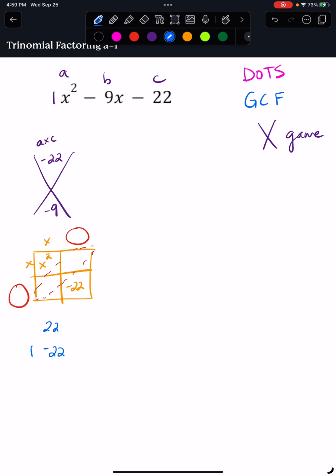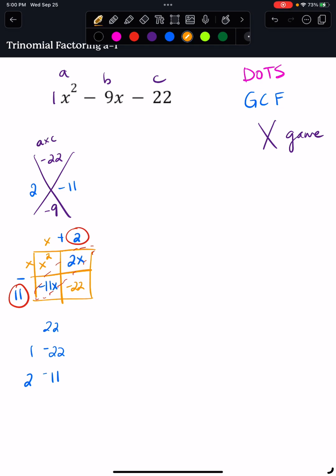All right, the next factor pair I'll think about is 2 and 11. So 2 and negative 11. And we'll see that this does work, because 2 plus negative 11 is negative 9. So we have positive 2 and negative 11. So this will be negative 11x, and this will be 2x.